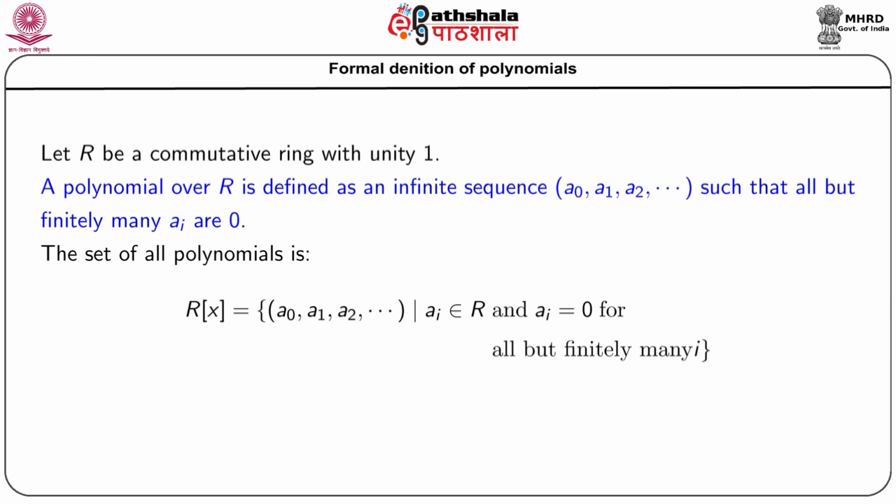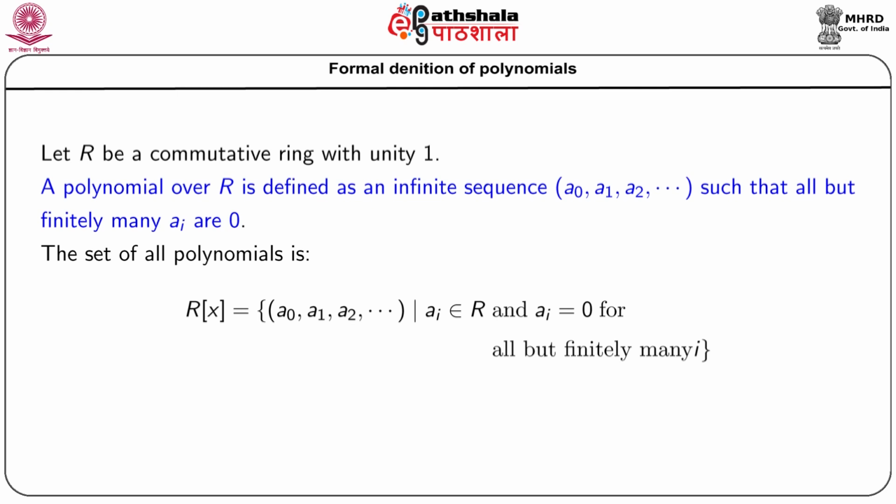Thus, in the study of polynomials, the presence of x is symbolic and the coefficient plays the most important role. This observation leads us to define a polynomial as an infinite sequence a0, a1, a2 and so on, where each ai is an element of R and R is a commutative ring with unity.